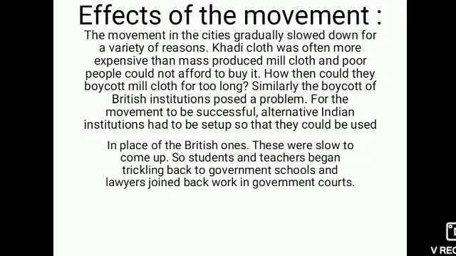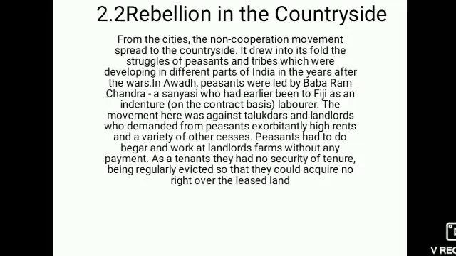Similarly, the boycott of British institutions posed a problem. For the movement to be successful, alternative Indian institutions had to be set up so that they could be used in place of the British ones. These were slow to come up, so students and teachers began trickling back to government schools and lawyers joined back work in government courts.